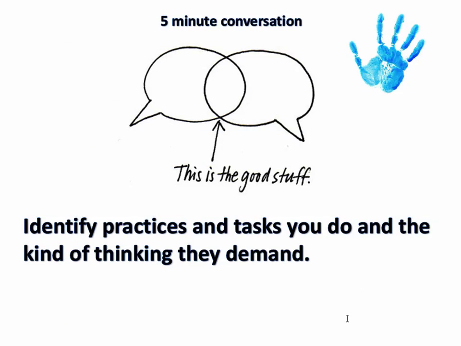So given that you have an understanding of these kinds of practices, the way that your brain works, have a conversation with at least one other person you trust that you can pair up. You may not know who they are, but let's talk about the things that you do and what kind of thinking they demand. You talk to someone next to you and just have a discussion for 5 minutes. Don't be shy.